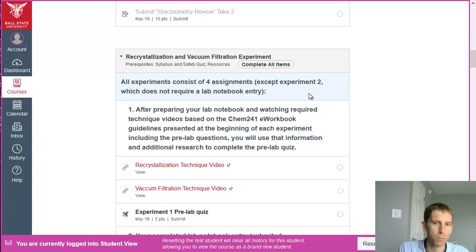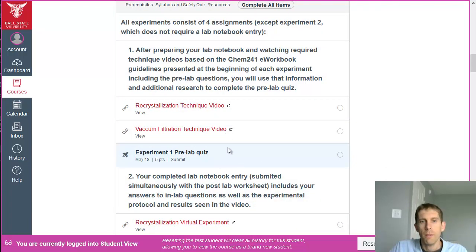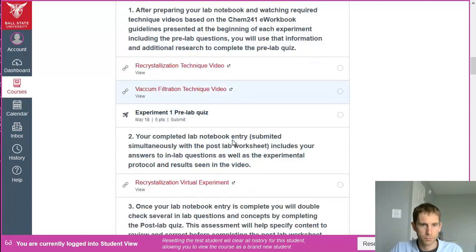to prep you for the pre-lab quiz. So the first assignment is the pre-lab quiz. You get to use your notebook on that pre-lab quiz. This is where you actually take the pre-lab quiz. So you're going to, again, watch the technique videos and prepare your lab notebook before you take the pre-lab quiz.